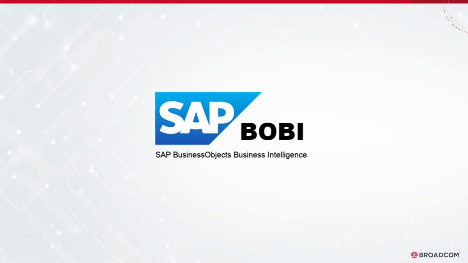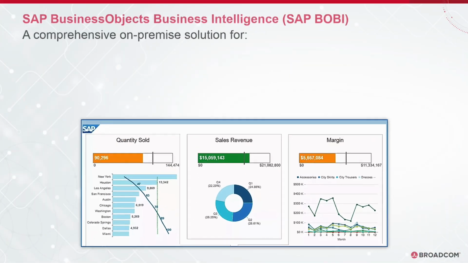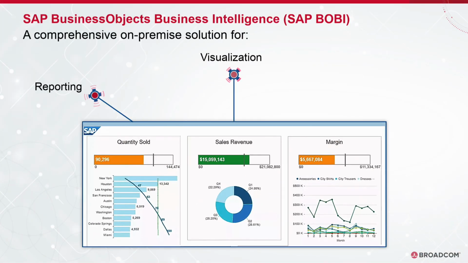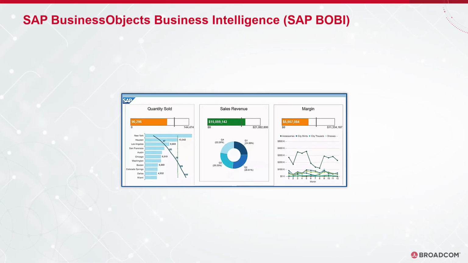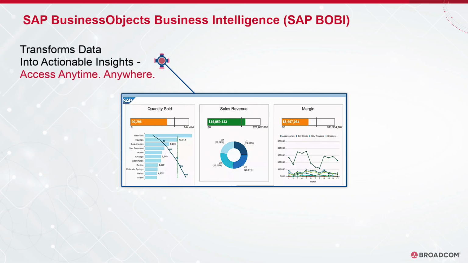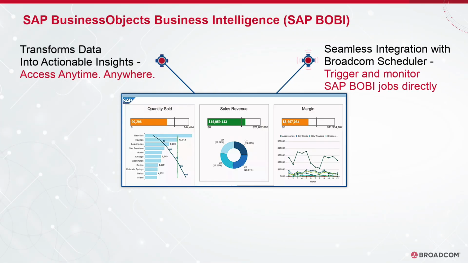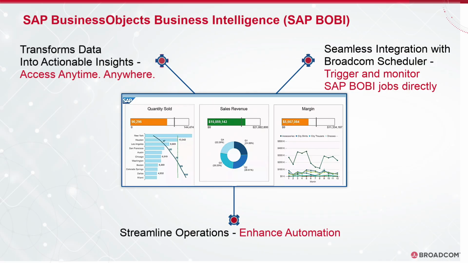SAP Business Objects Business Intelligence, SAP BOBI, is a comprehensive on-premise data reporting, visualization, and sharing solution. As part of SAP's business technology platform, it converts data into actionable insights that can be accessed anytime and anywhere. Integrating AutoSys with SAP BOBI enables you to efficiently trigger and monitor SAP BOBI jobs directly from the AutoSys system, streamlining operations and enhancing automation capabilities.